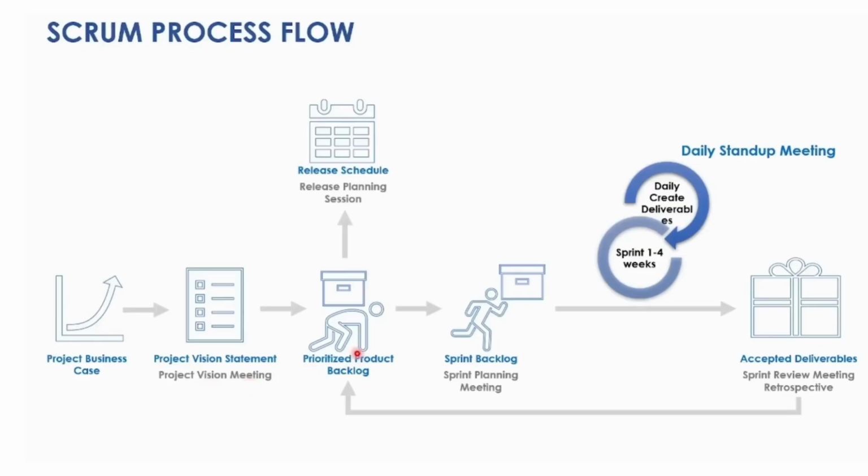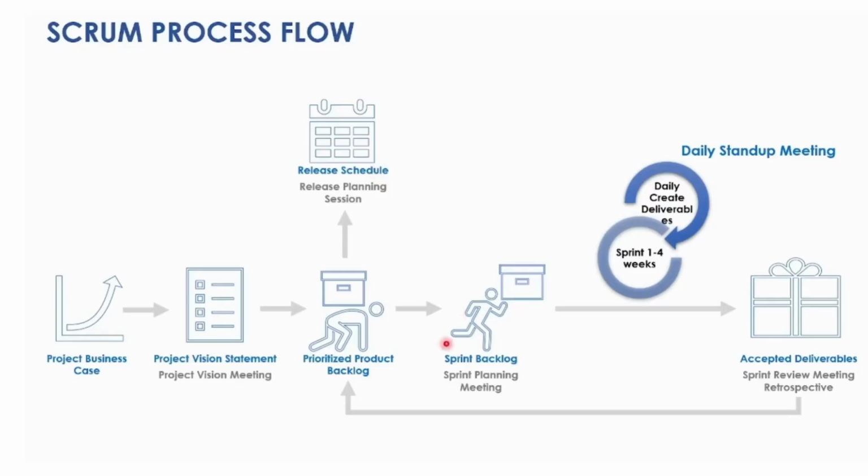Then the prioritized product backlog, which is your prioritization of the value delivery required by the customers, and that is coming from the release schedule and release planning. So the release schedule is release 1, release 2, release 3, and similarly different releases will give different iterations. So we'll go with the sprint.